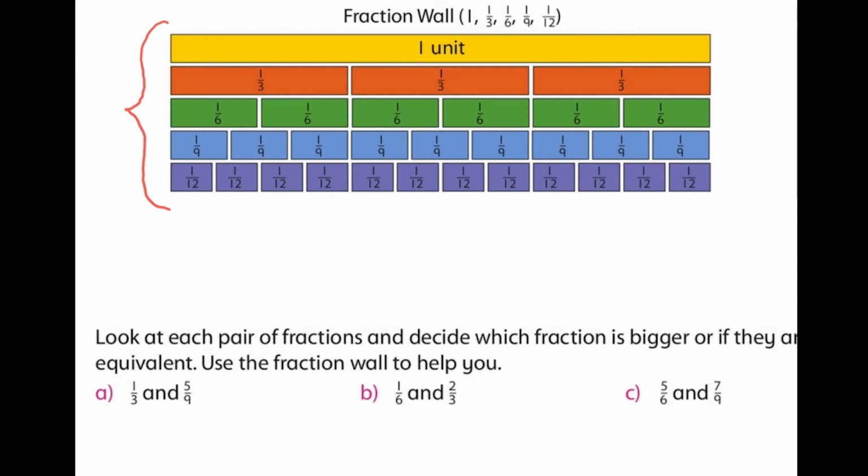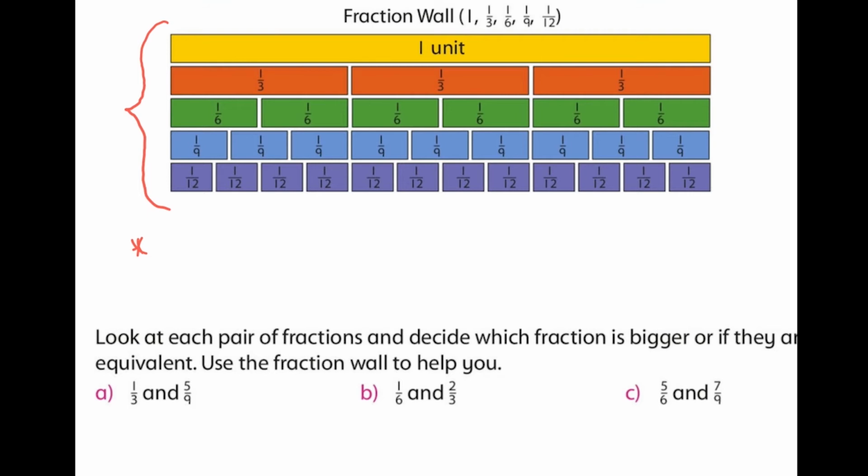Now, the question part of this down here says, look at each pair of fractions and decide which fraction is bigger or if they are equivalent. Now, remember the word equivalent means equal, the same. So remember, you can have two fractions that have different numbers, but they can be the same amount. Like I said previously, a half a cake can be the same as 2/4 of a cake. If the cake was cut up into 4 pieces and you give someone 2 of those pieces, they're still getting half the cake. So again, use the fraction wall to help you there.